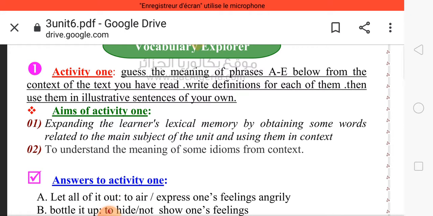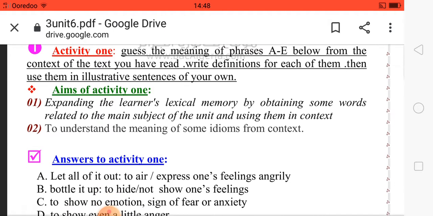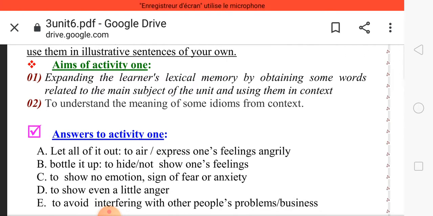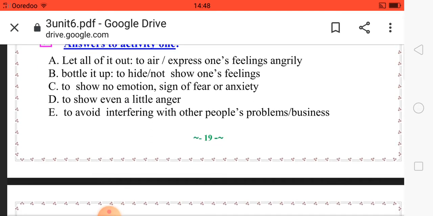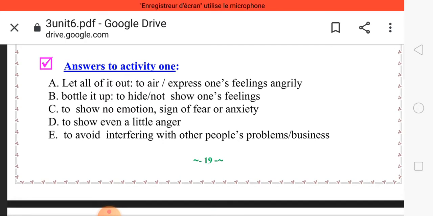Activity 1. Guess the meaning of the phrases A to E below from the context of the text you have read. Write definitions for each of them, then use them in illustrative sentences of your own. Okay, let's answer this activity together. Answers to activity 1.